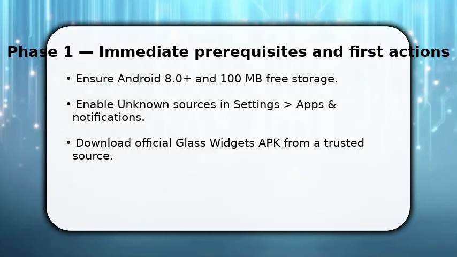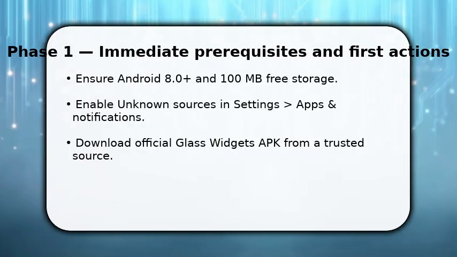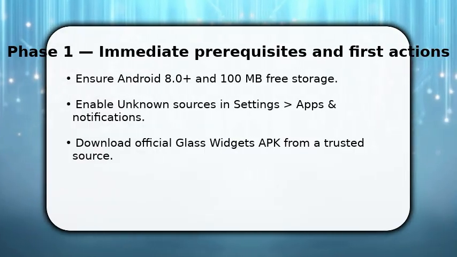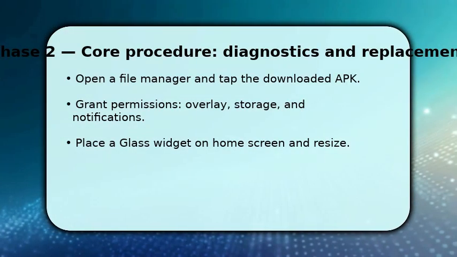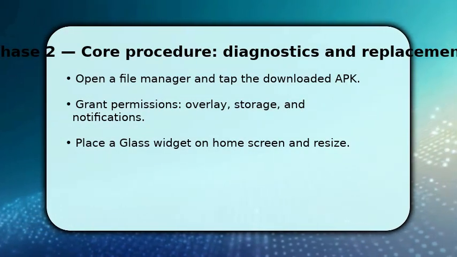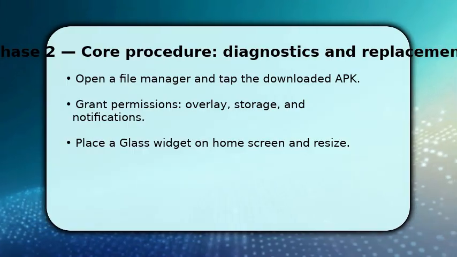This makes the installer quick to find. Make sure to keep battery above 20% to avoid interruptions, and proceed to the installer. You open your file manager and tap the downloaded APK to install. Allow the installer to run.